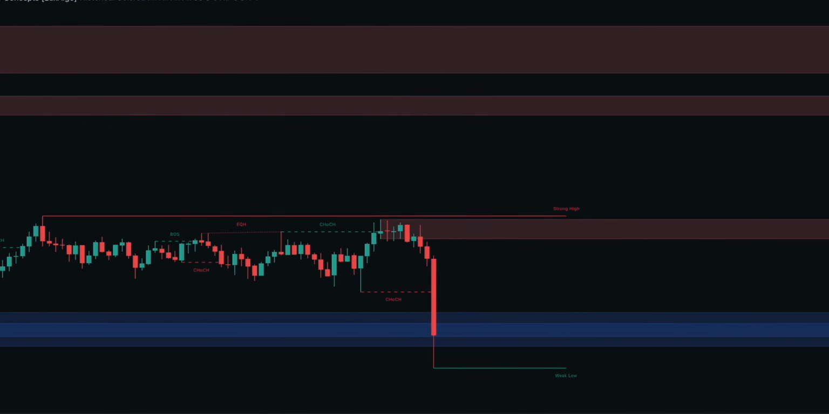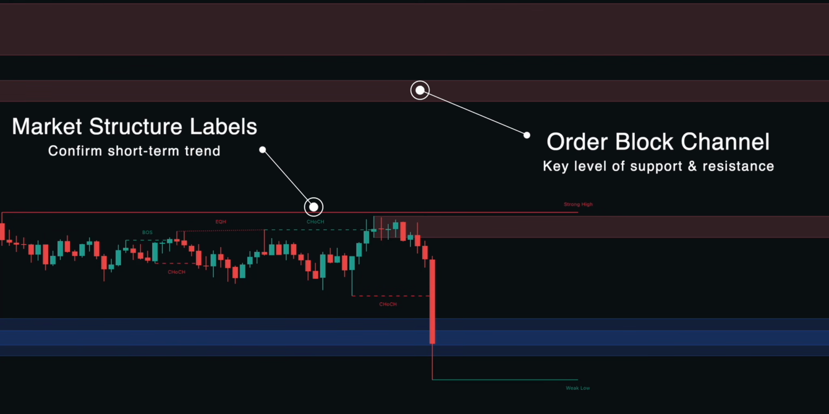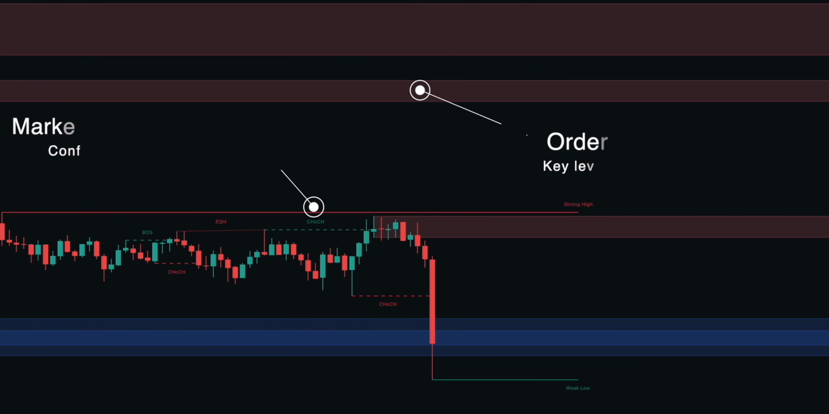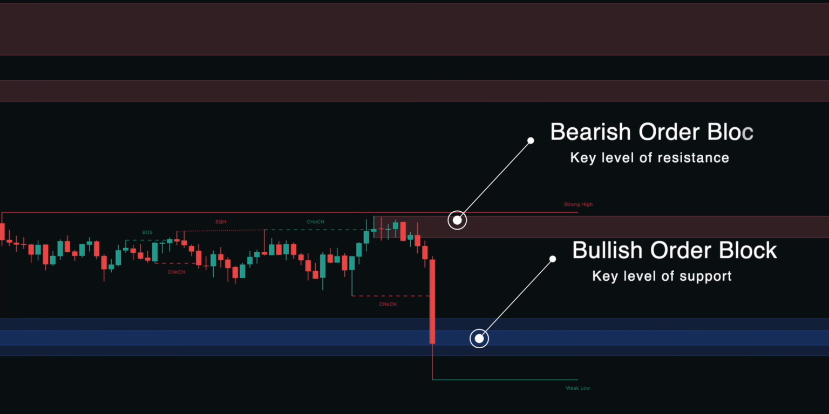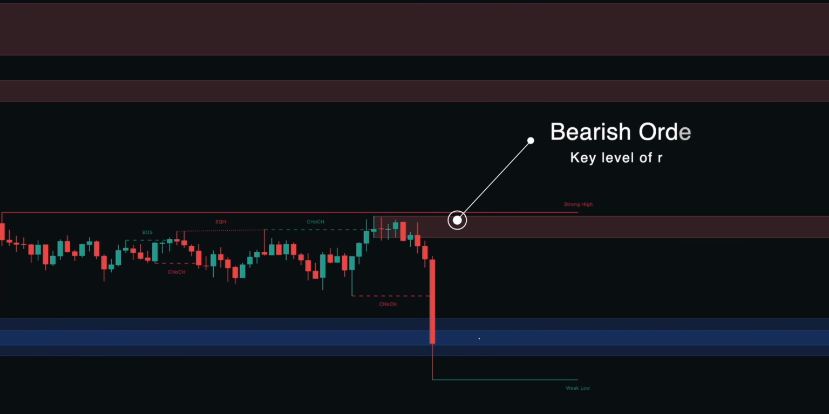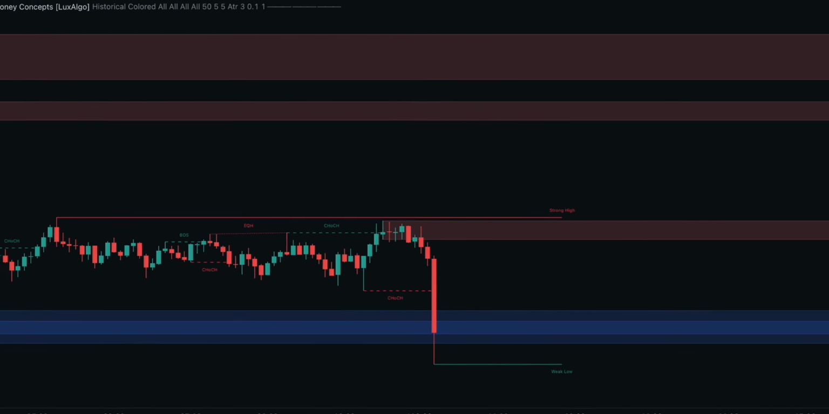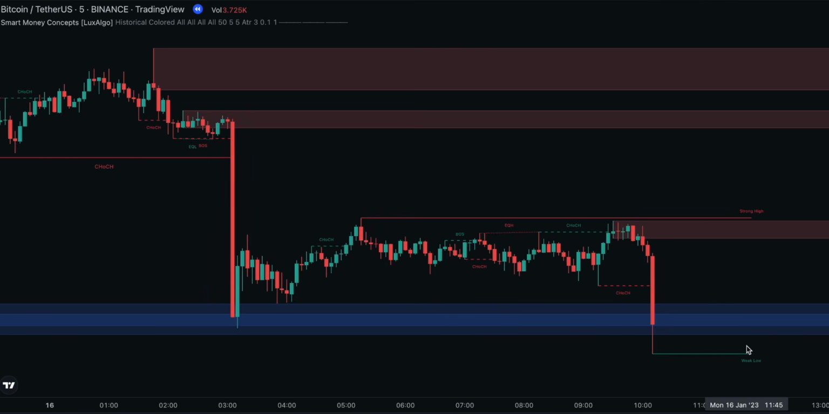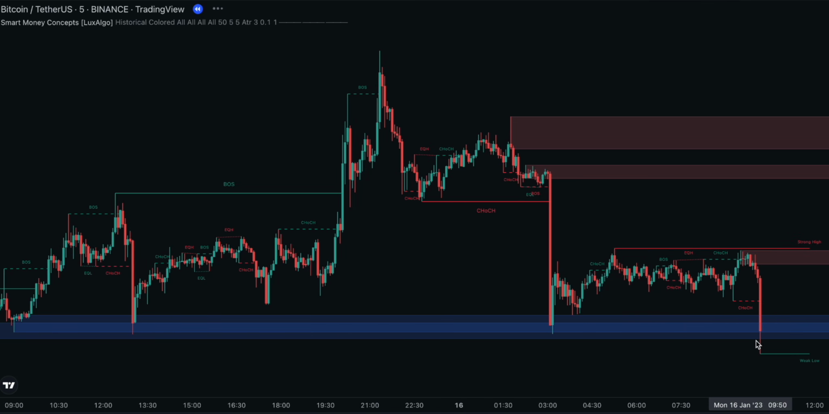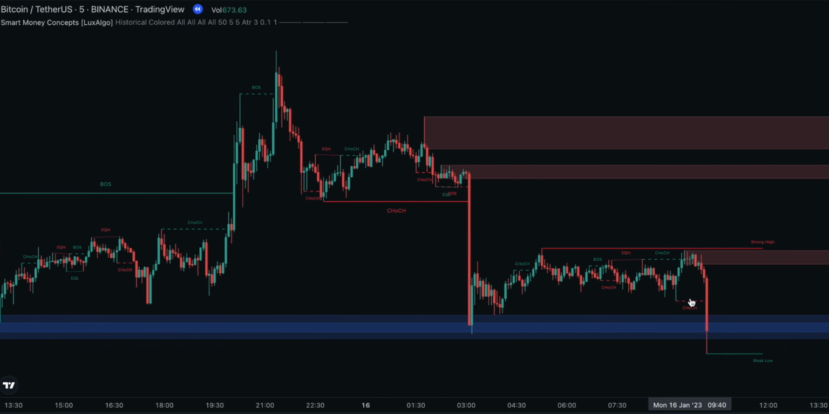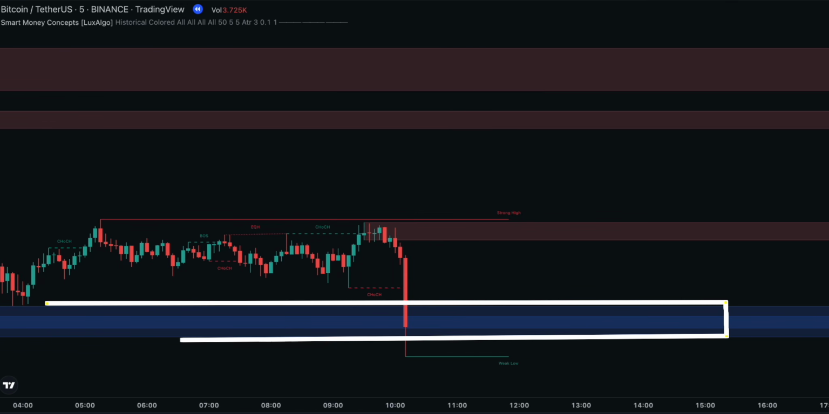There are two main components to this indicator: order block channels and labels that represent different price actions. Order blocks can be bullish or bearish. These are the areas where market participants place the majority of their orders. They are displayed as red and blue channels. These order blocks act as major levels of support and resistance. If the price is rejected at these levels more than twice, this indicates a strong order block. Watch how many times the price respected this bullish order block in the past. It is fairly obvious that the majority of pending buy orders are sitting around this price.